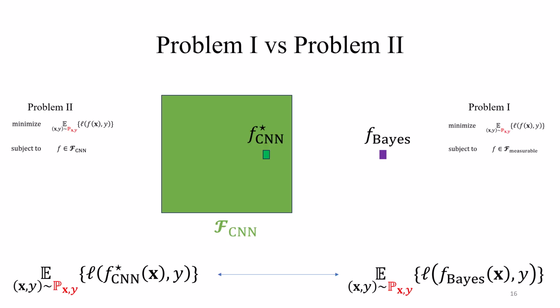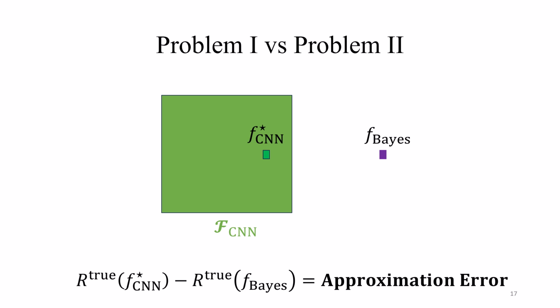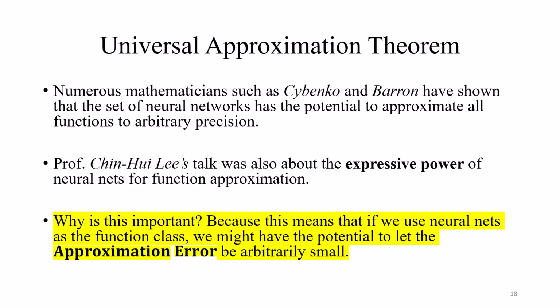Here we have a brief overview of the gap between the first two problems. This calligraphic F_CNN denotes the set problem 2 is optimizing over. F star CNN is the optimal function within this set. And usually the f Bayes is not going to be within this set, or at least there is going to exist some gap. If we measure the true risk of f_CNN and the true risk of f Bayes, some people might call this the approximation error.